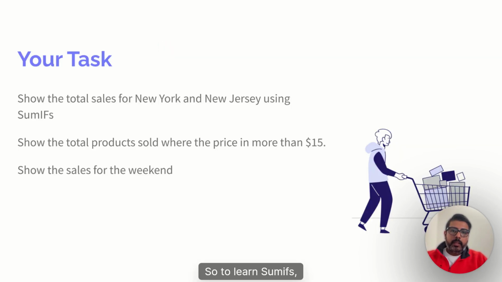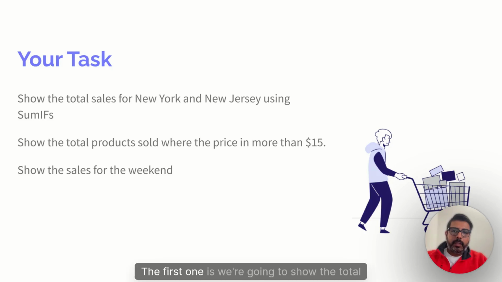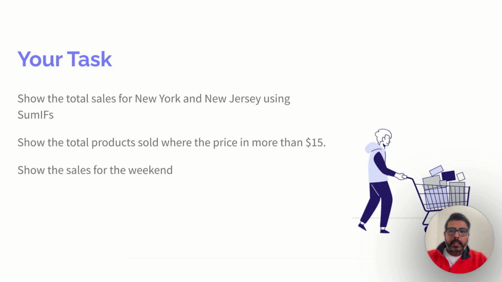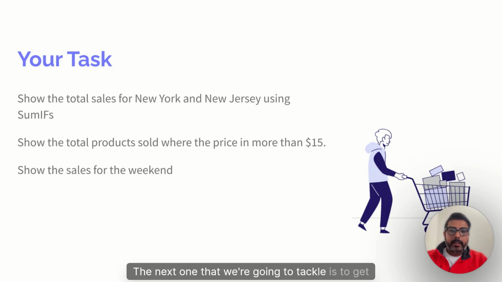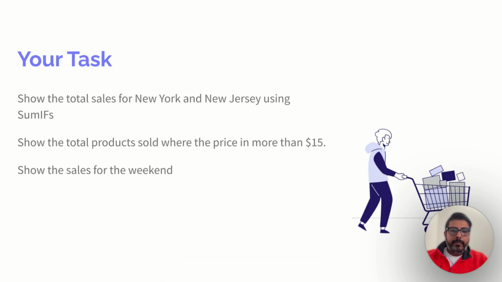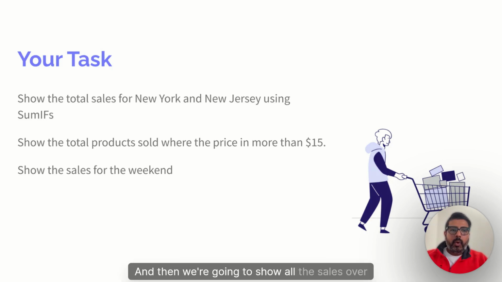So to learn SumIfs, we're going to tackle three questions. The first one is we're going to show the total sales of New York and New Jersey using SumIfs. The next one that we're going to tackle is to get a total of all the products sold for prices more than $15. And then we're going to show all the sales over the weekend. So I'll show you exactly how to tackle these with SumIf.